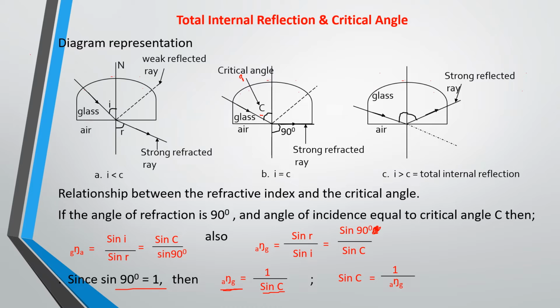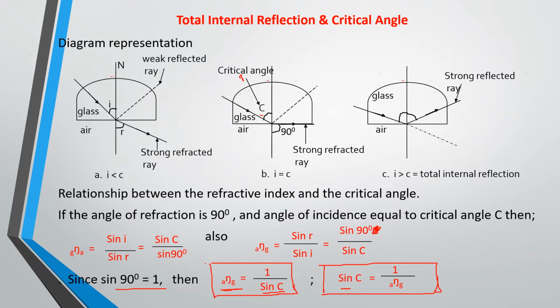So this is the relationship between the refractive index and the critical angle. This is the relationship between the two, and you have to take note of this. Okay, so that's the relationship between the refractive index and the critical angle. Refractive index is equal to 1 over sine of the critical angle.